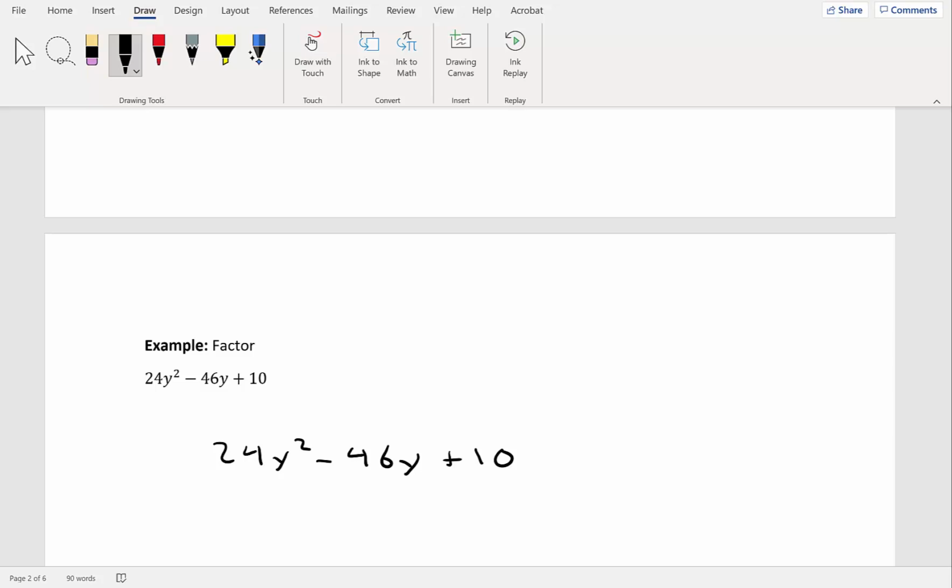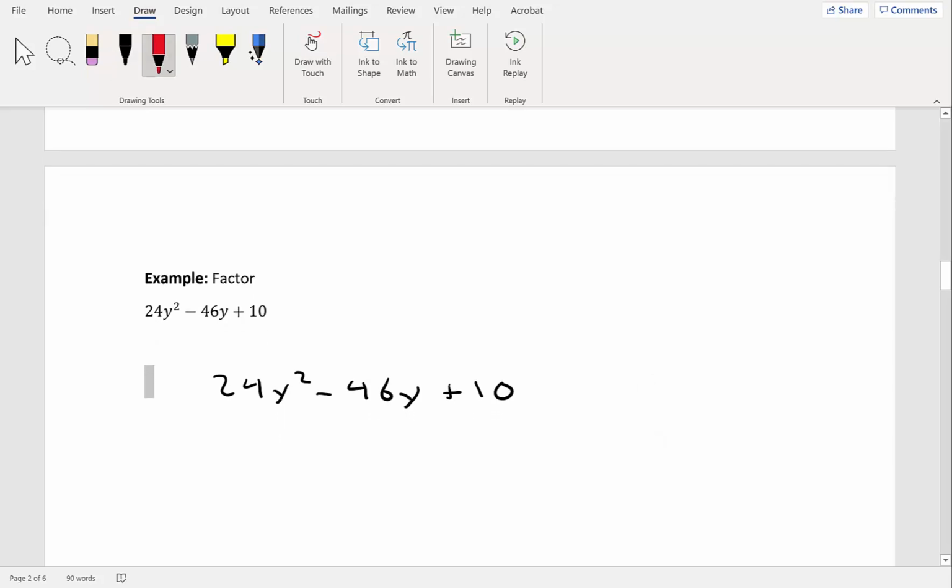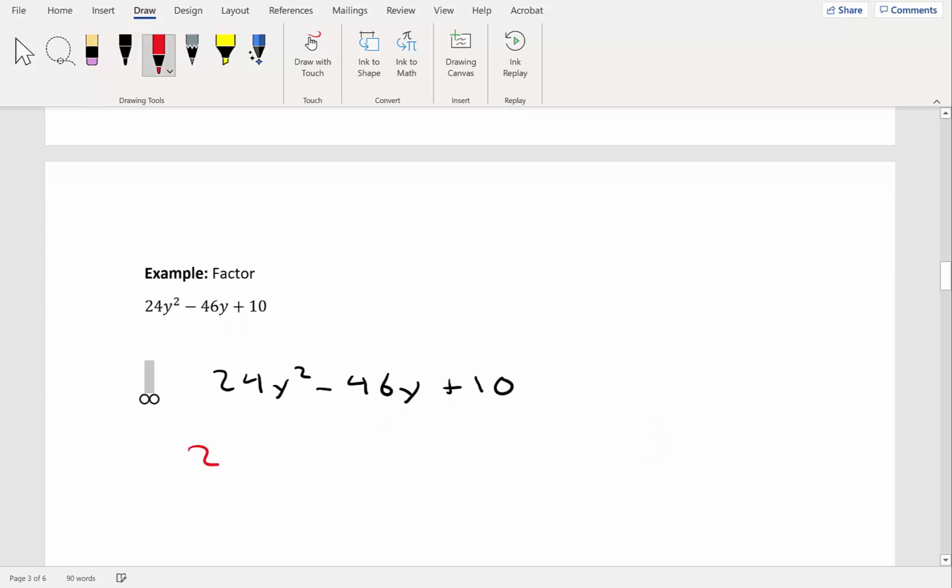Okay, now before I start trying to use the trial and error method, take a look at these three terms that we have, and notice we have a GCF here. There's a number that could go into all three of these, which is 2. So let's go ahead and factor out that 2 first. And then we'll try to use the trial and error method with whatever we have left over. So we have 2 on the outside and we have 12y squared minus 23y plus 5.